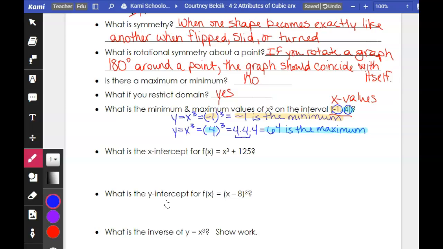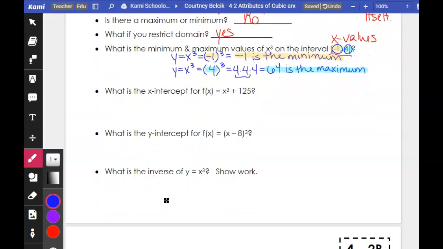So the next question doesn't have a graph, and we're expected to do this algebraically. It asks, what is the x-intercept? Let's move this up a little bit. What is the x-intercept for f of x equals x cubed plus 125? It's definitely a cubic function, but it's not the parent function because we have this plus 125 here.